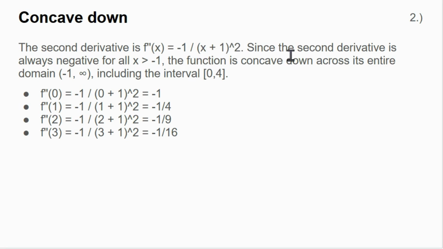Since the second derivative is always negative for any value greater than -1, the function is concave down across its entire domain. So as you can see here, no matter what value we put in that's greater than -1, the result is always going to be negative.